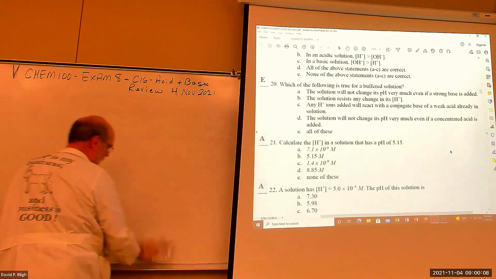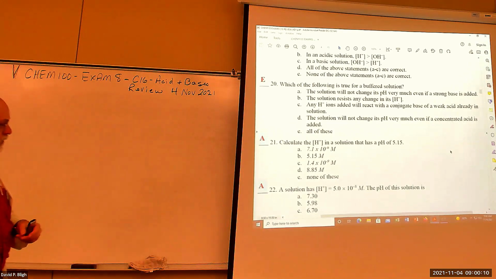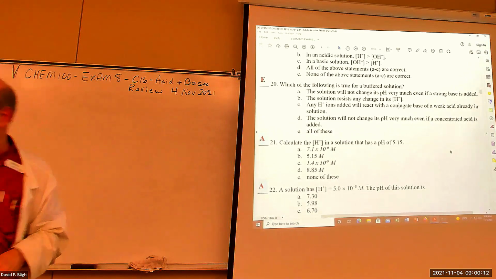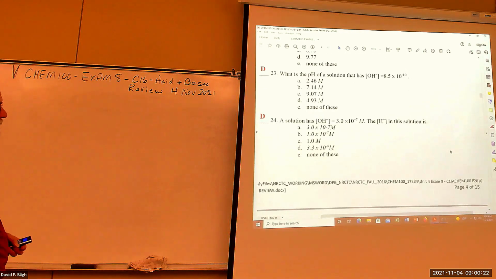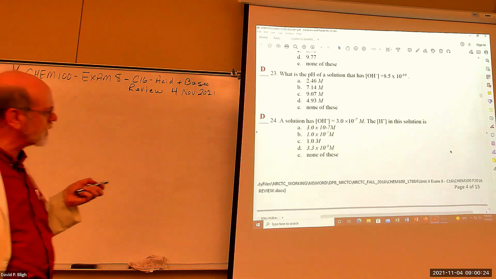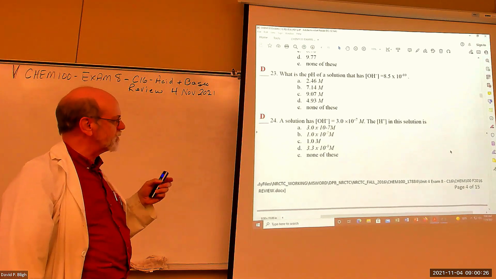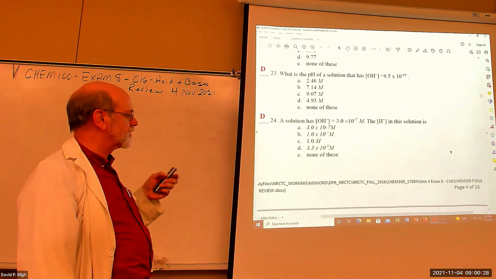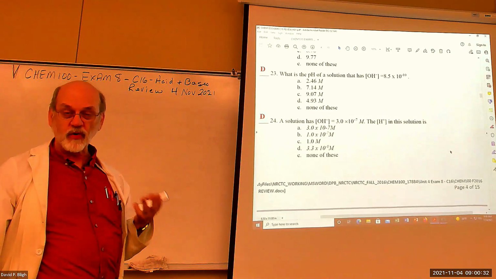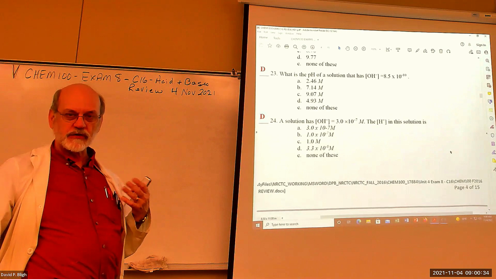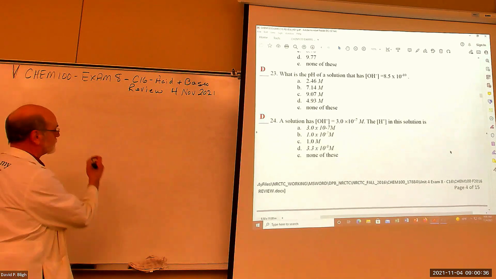All right, that was 20. I know I'm going to run out of time, so I'll just keep going. Let's see, 20. How about 24? Here we go. A solution has hydroxyl concentration 3 times 10 to the minus 7. The hydrogen ion concentration in this solution is what? In this case, it's probably more efficient to use the K expression.